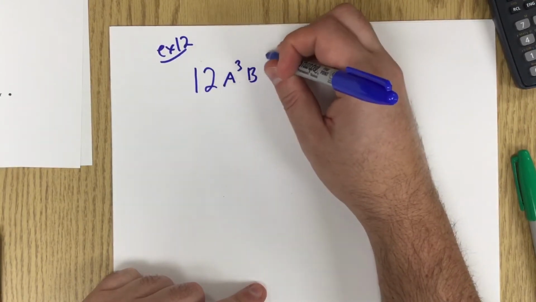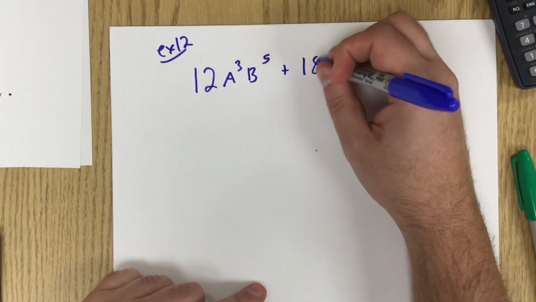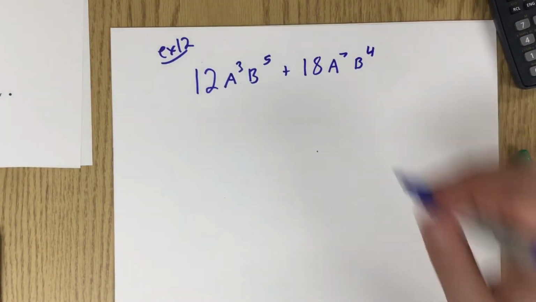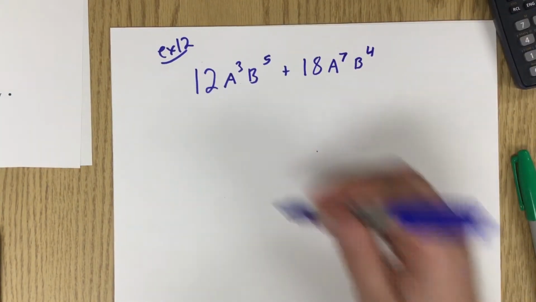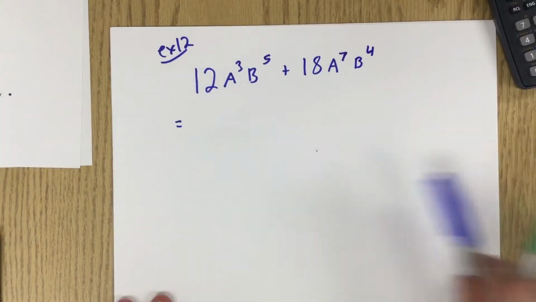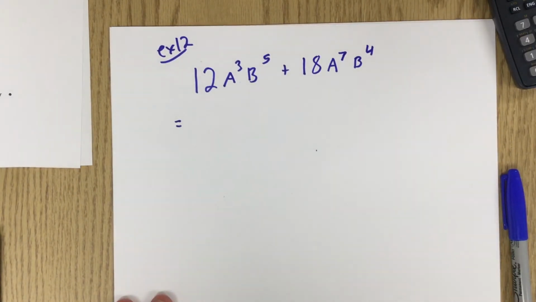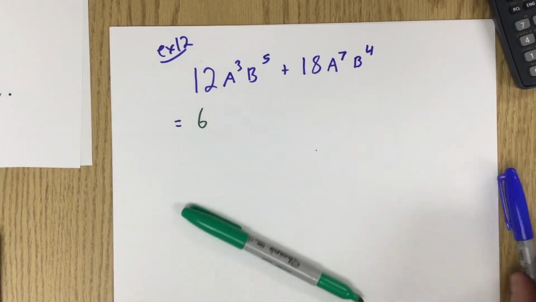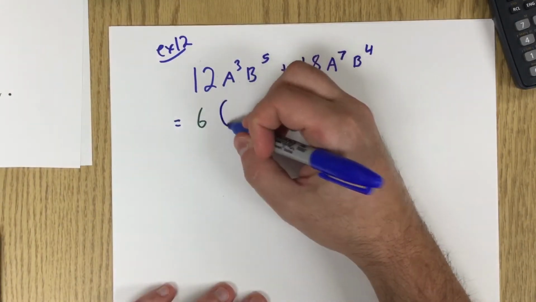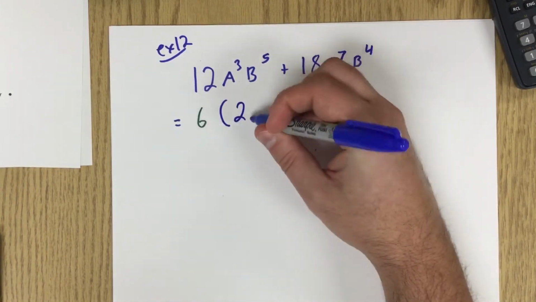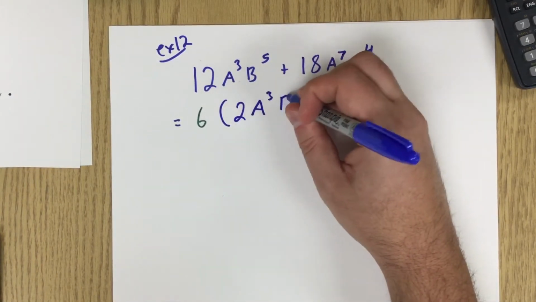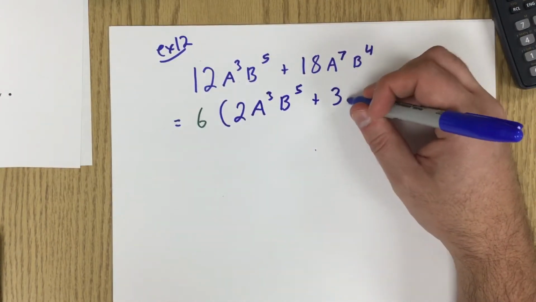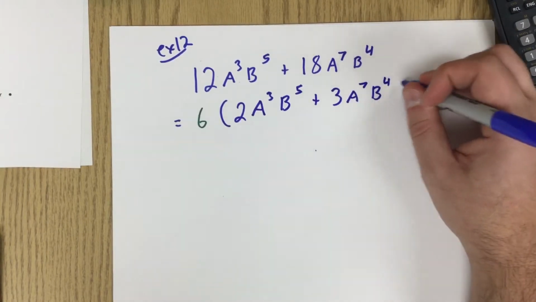12 a to the 3, b to the 5, plus 18 a to the 7, b to the 4. Okay, we're going to do this in steps. So first we're going to take out what's common between 12 and 18. 2 is common, 3 is common, so 6 is actually the biggest one. 6 is the greatest common factor. We're going to be left with 12 divided by 6 is 2, a to the 3, b to the 5, plus 18 divided by 6 is 3, a to the 7, b to the 4.